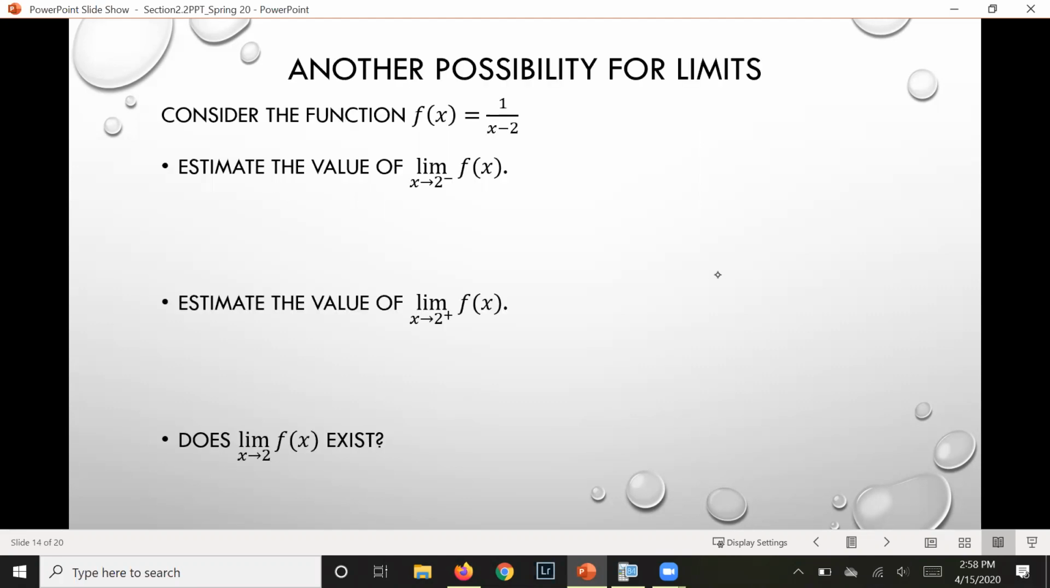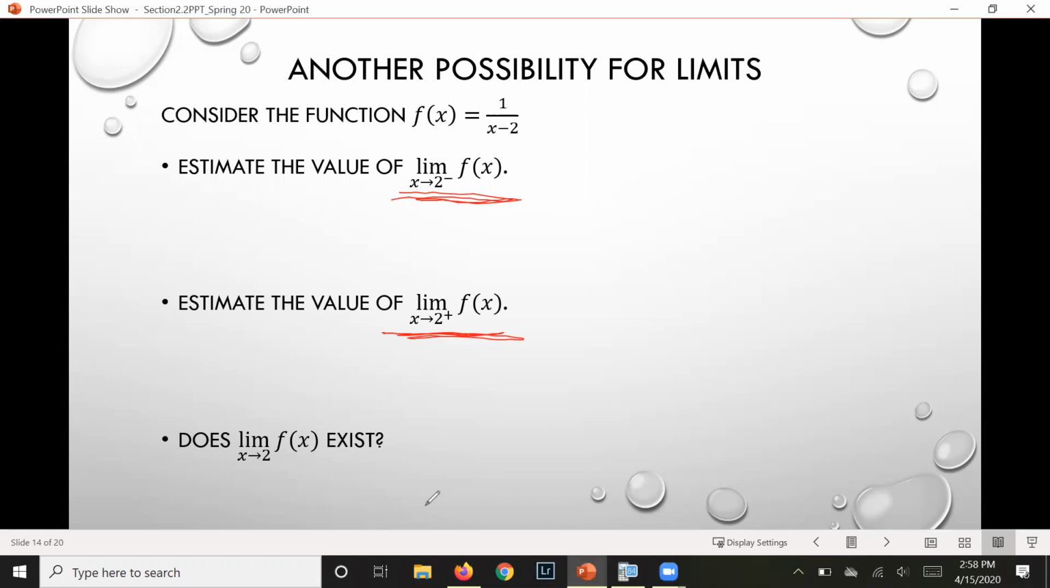All right, let's look at another possibility for limits. So here we have the function f of x equals 1 over x minus 2, and we're not going to look at our calculators for this one. We're just going to do this numerically. The first thing we're asked to do is to estimate the value of the limit as we approach from the left-hand side. And then after that, what happens as we approach from the right-hand side. I've already set up the tables for this one, so let's take a look at this.